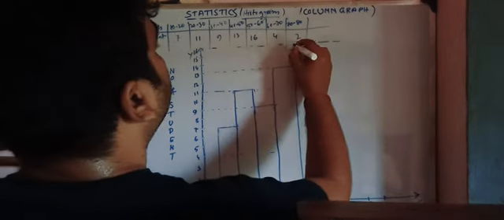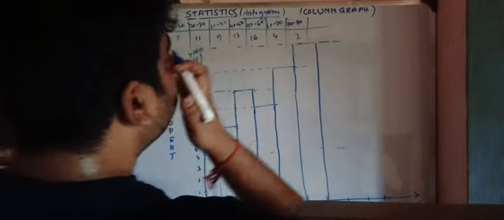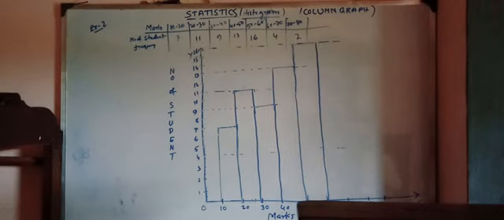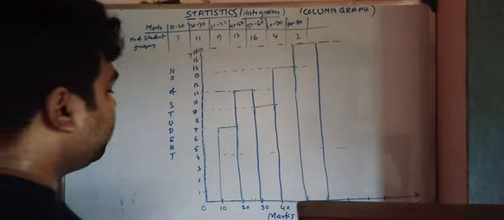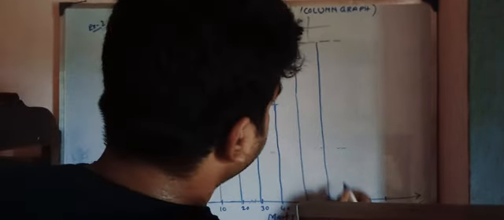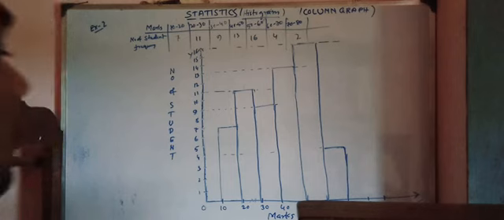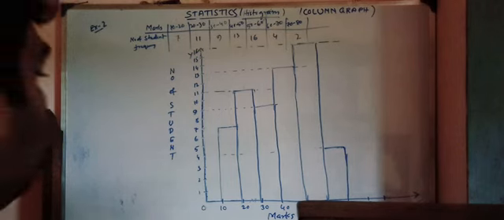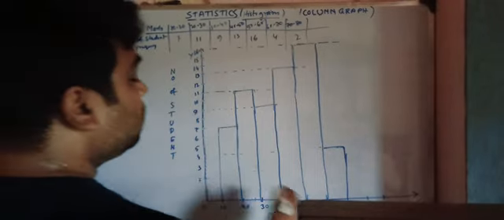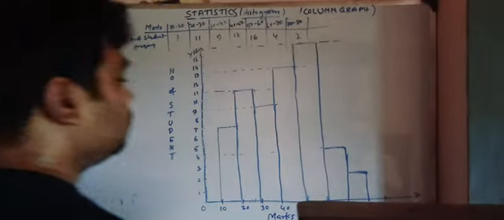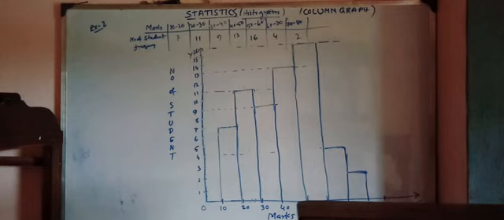Next, if we move over, next comes 60 to 70. For 60 to 70, 4 data should be there. So for 60 to 70, this is 4. Next, 70 to 80. For 70 to 80, 2 data should be there. This is 2. Understood?